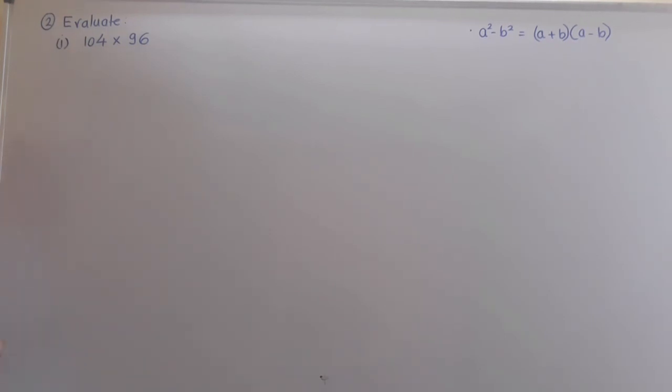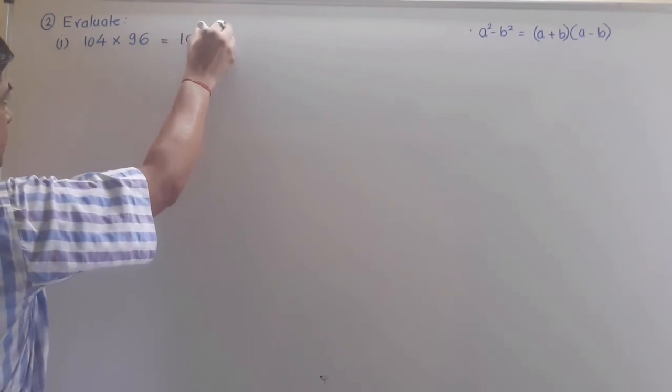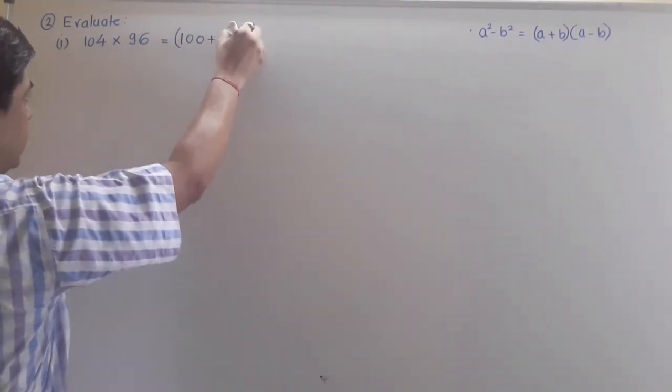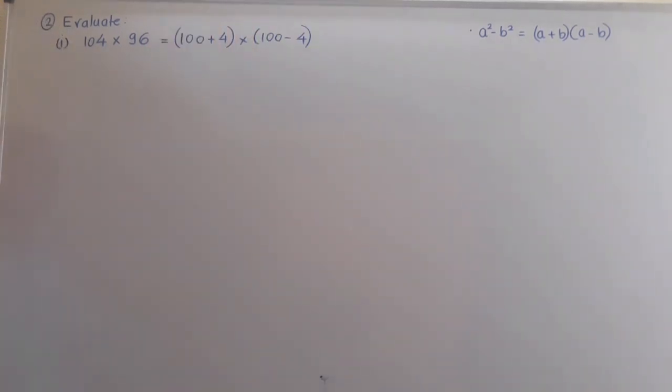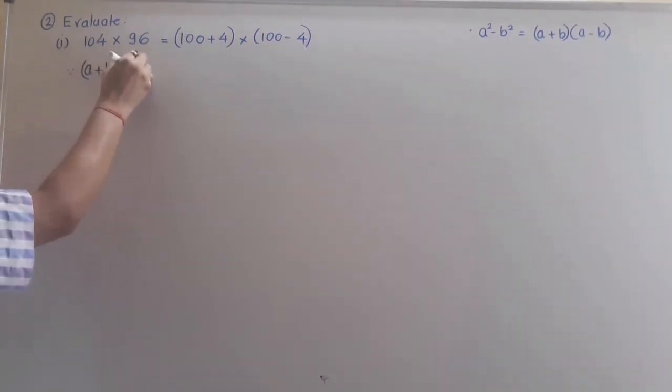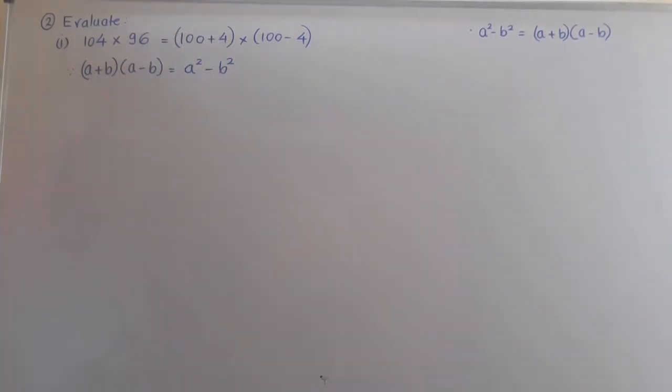Now this question also I will do in the same manner as we have done the previous question, 97 square. So 97 I wrote 100 minus 3. Same way this question also I will write down. 104 I can write down as 100 plus 4, and 96 I can write down as 100 minus 4. Right? Now see, I have the formula (a plus b) into (a minus b) is equal to a square minus b square. Again I am writing the formula in the same manner as the question I have provided.